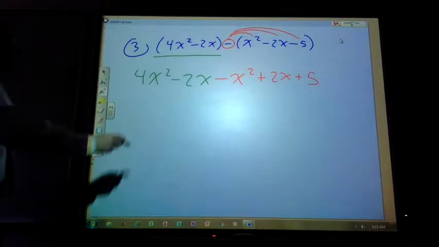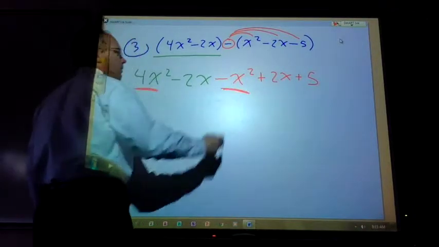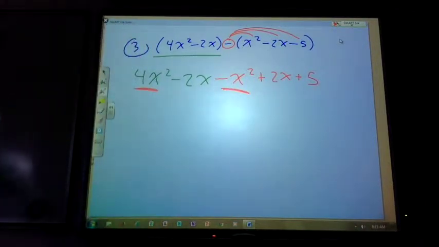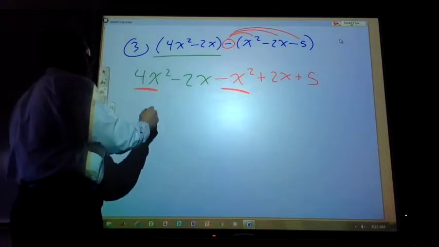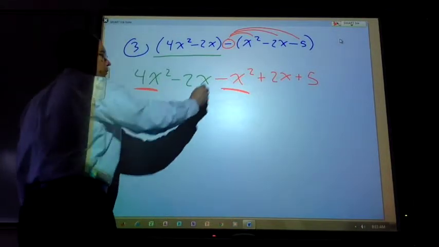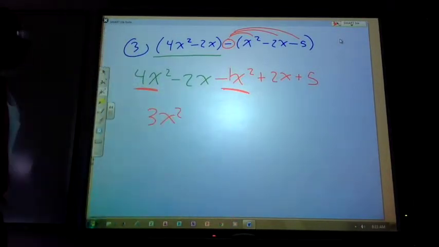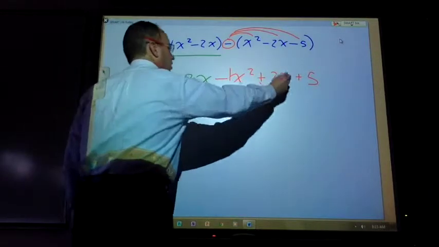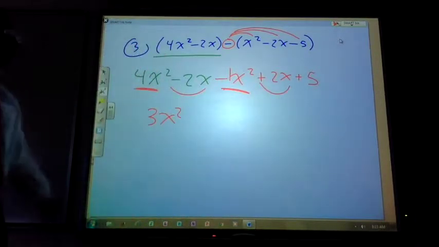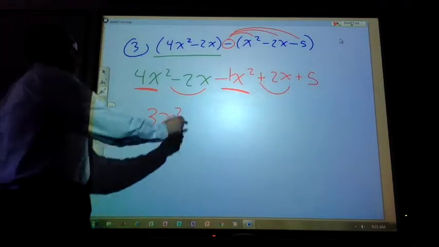Okay, now we have some like terms. Remember, a like term is a term that has the same letter as well as the same exponent. So 4x squared minus x squared is 3x squared. The reason is there's a 1x there. This and this are going to cancel each other out. And so what am I left with? 3x squared plus 5. Good.